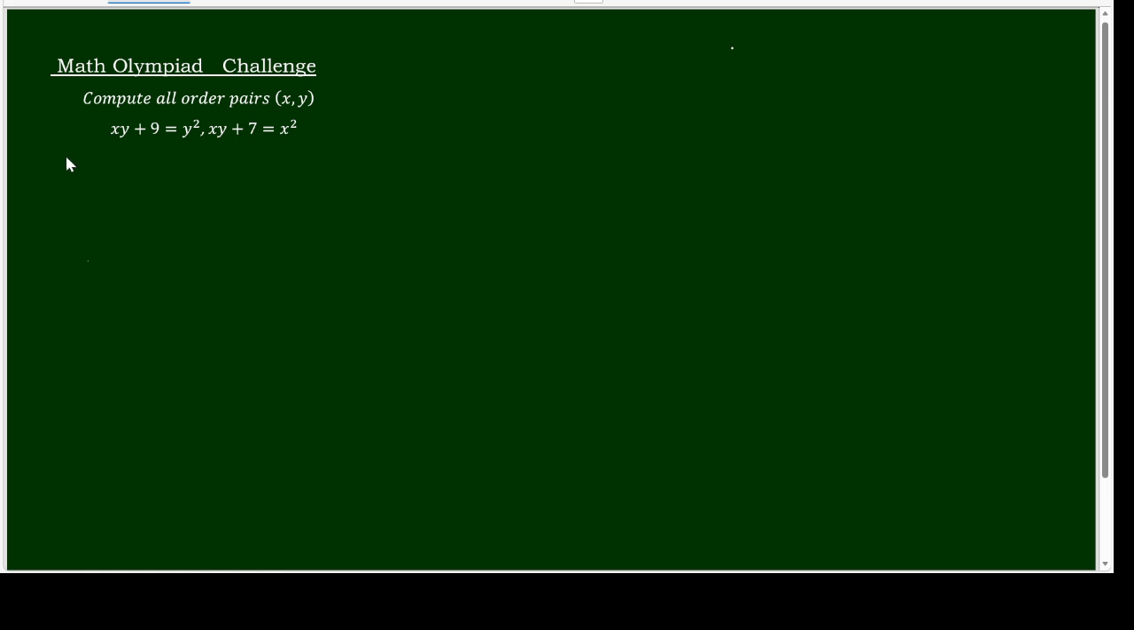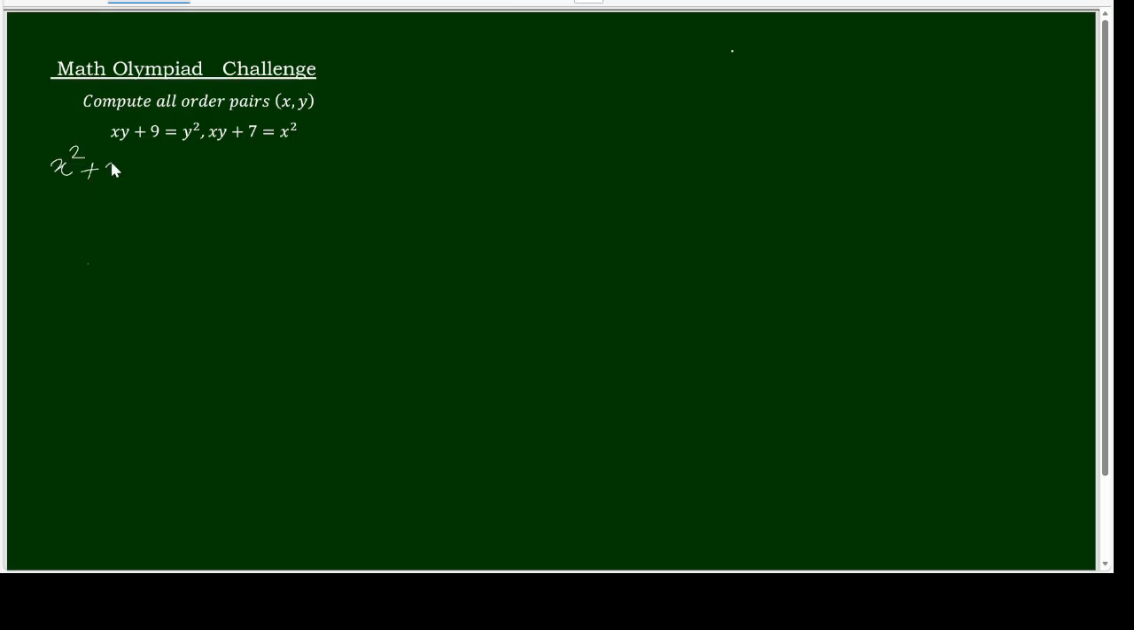add these. If we add these two, I'll get x² + y² = 16 + 2xy. This is equation 1. And if I subtract, it will be y² − x² = 2. And this I can factorize: (y − x)(y + x) = 2.